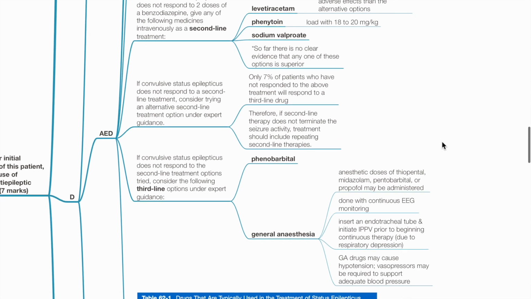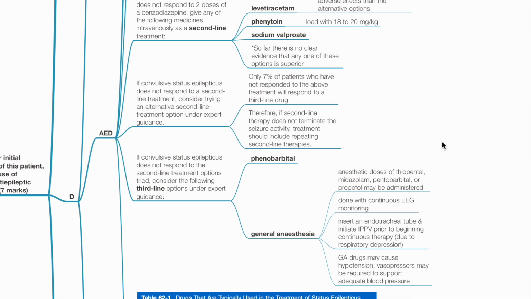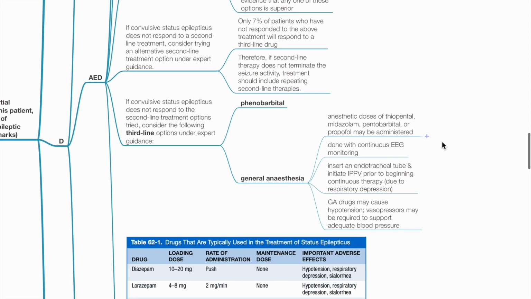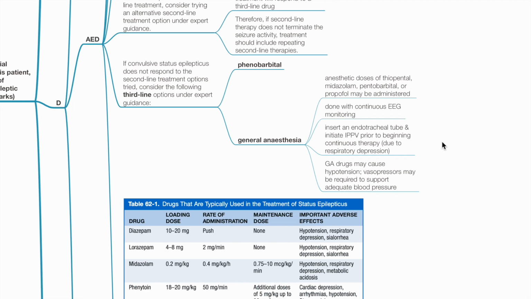If convulsive status epilepticus does not respond to second-line treatment, consider third-line options such as phenobarbital and general anesthesia. Anesthetic doses of thiopental, midazolam, pentobarbital, or propofol may be administered. This should be done with continuous EEG monitoring. Insert an endotracheal tube and initiate IPPV prior to beginning continuous therapy. General anesthesia drugs may cause hypotension. Thus, vasopressors may be required to support adequate blood pressure.